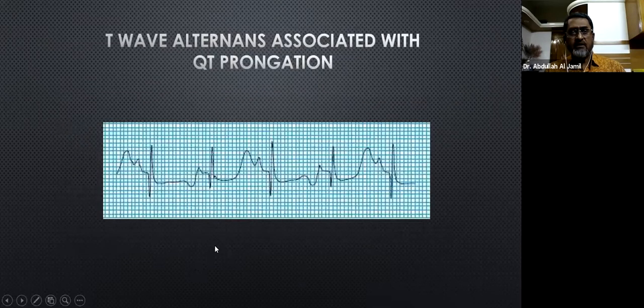Here is an example of prolonged QT interval with alternans of T wave. This previous T wave is upright. Here it is negative, and it's again upright, again negative. This is T wave alternans with long QT interval.